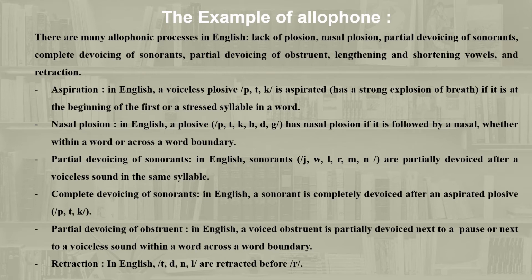Complete devoicing of sonorants. In English, a sonorant is completely devoiced after an aspirated plosive p, t, k. Partial devoicing of obstruents. In English, a voiced obstruent is partially devoiced next to a pause or next to a voiceless sound within a word or across a word boundary. And the last, retraction. In English, T, D, and L are retracted before R.